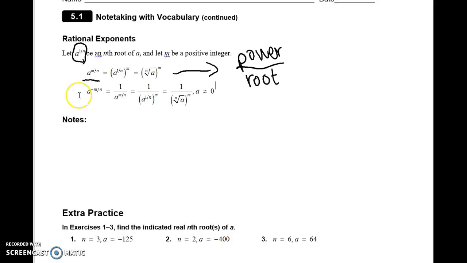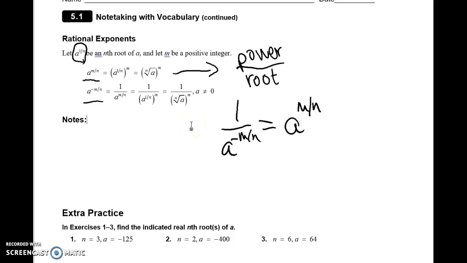And when it's negative, you just flip the number. So if it's a to the negative m over n, you just make it 1 over a to the m over n. And if it was 1 over a to the negative m over n, you would make it just a to the m over n. You would flip the fraction.